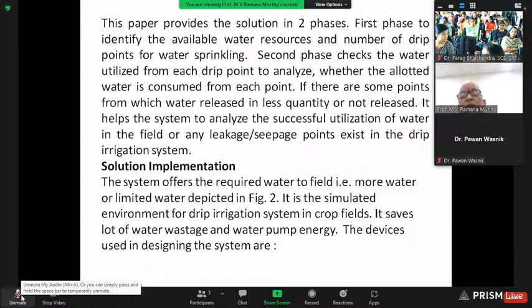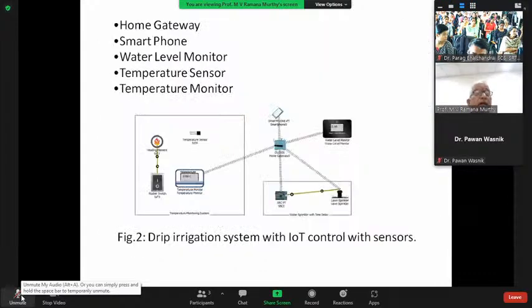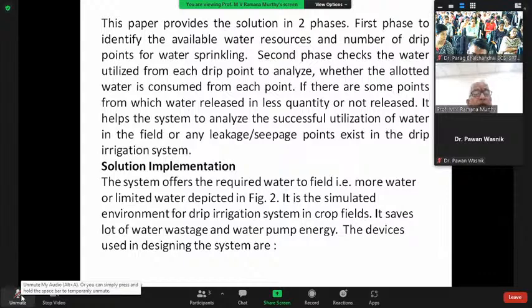point or not. If there are some points from which the water can be easily released, it helps the system to analyze the successful utilization of water in the field, or identify leakage at the seepage points. So the solution of the implementation is what I will tell, and then we'll go into how that can be done.